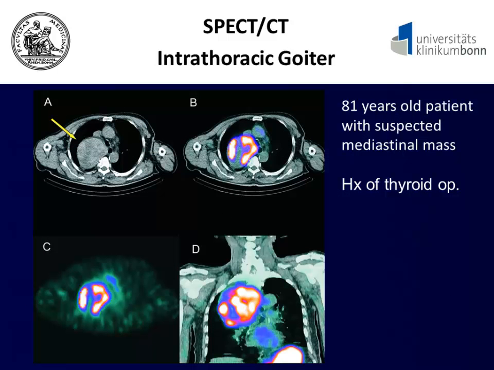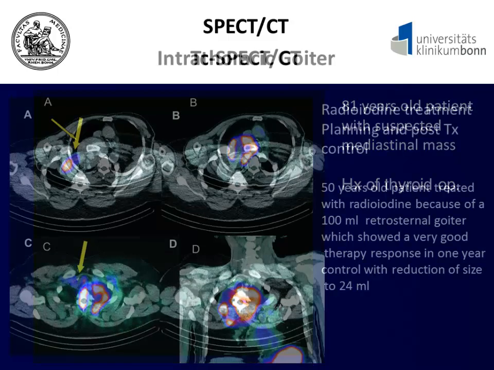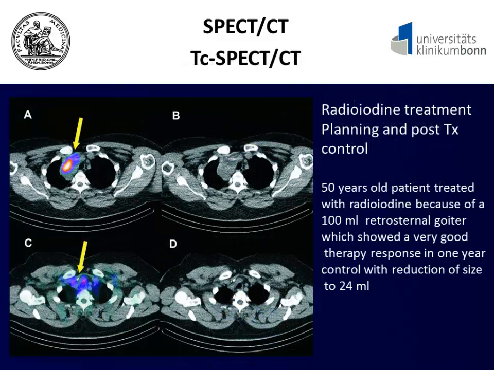And also here, another example, a patient with a big mass in the lung. He had a thyroid operation, but we suspected a thyroid mass. Therefore, we performed a technetium pertechnetate SPECT CT, and you see here high accumulation in this mass. It means it was thyroid tissue. The patient after that was operated, and it was the thyroid.